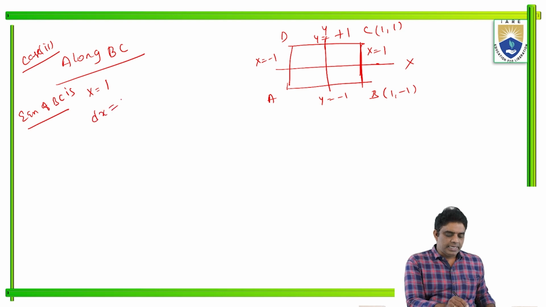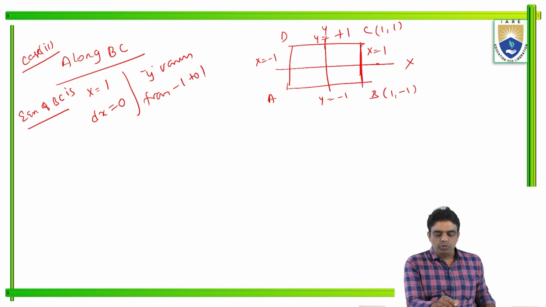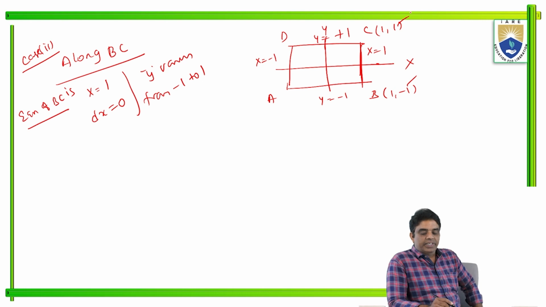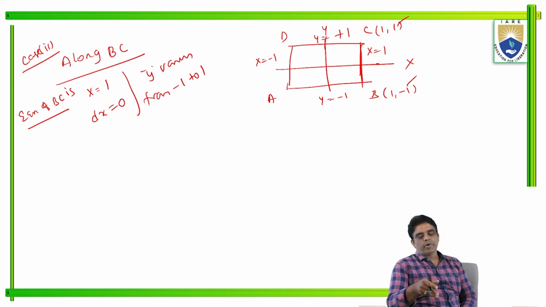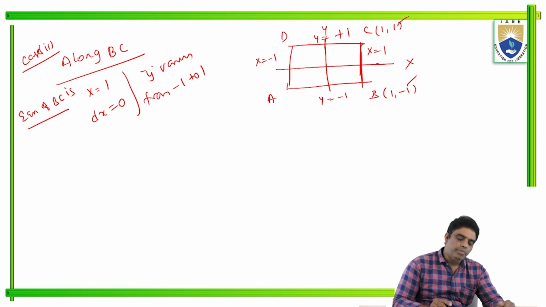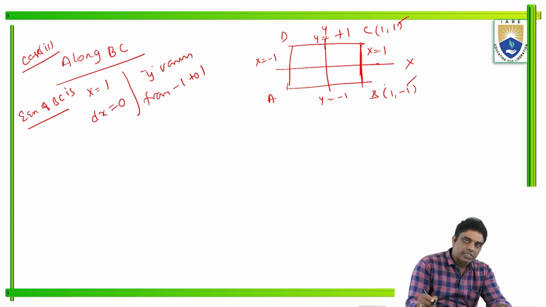So what is the dx value? 0. But y is a variable factor. Y varies from minus 1 to plus 1. But x is fixed, because the point is moving along the line x is equal to 1. X is equal to 1 is fixed, but y is varying, right? Varies from minus 1 to plus 1.